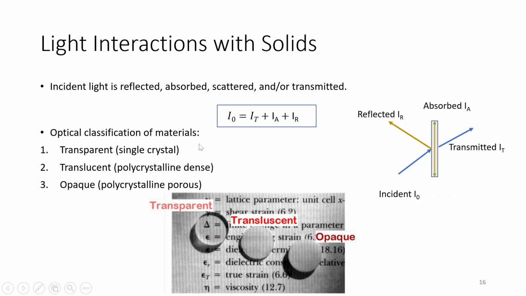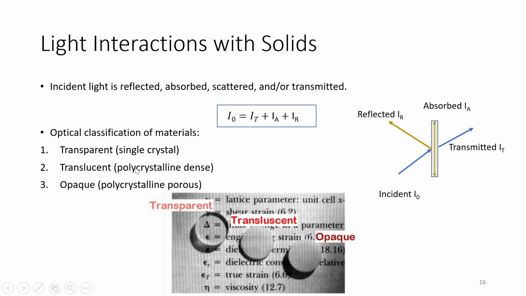So optical classification of materials. Materials can be either transparent or translucent. So here as you can see, this is completely transparent, so light will pass through it to the highest amount. In translucent, some light will be transmitting. So you can see some of the characters that are written below this. In opaque, most light will be reflected. So these are the opaque materials.